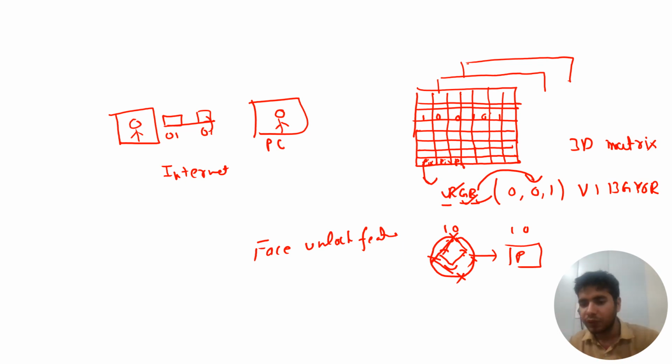For my face, the RGB pixel values will be different, and for another person's face, the pixel values will be different. So this is how the computer works, and this is how the face unlock feature works. What I'm trying to tell you is that the computer heavily relies on only two digits, that is binary one and zero.